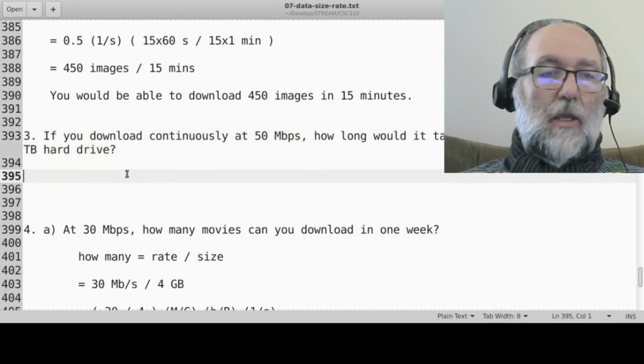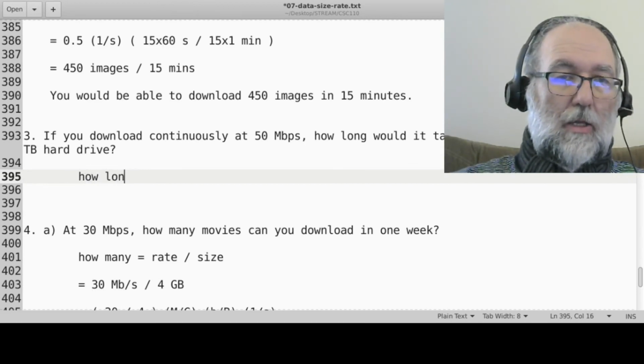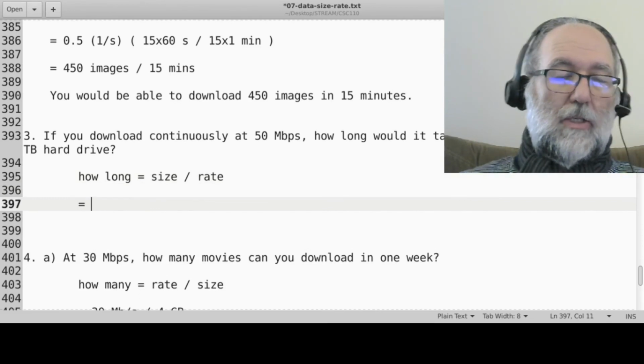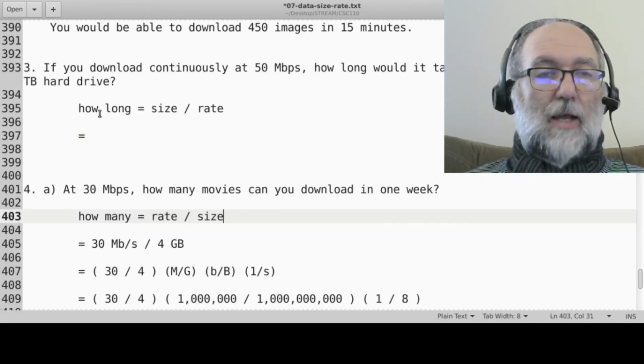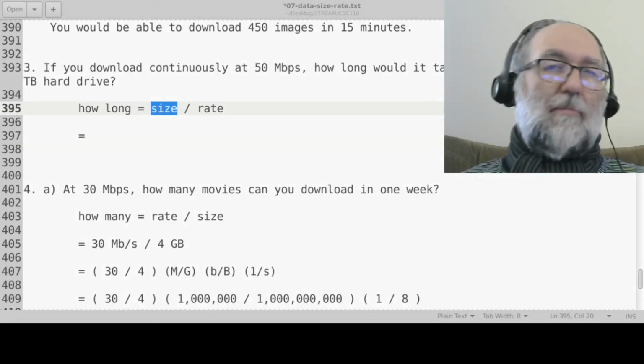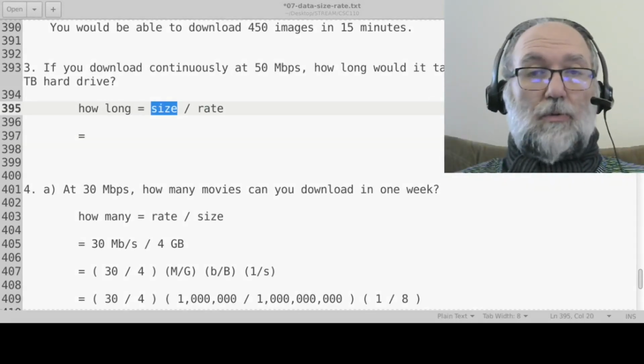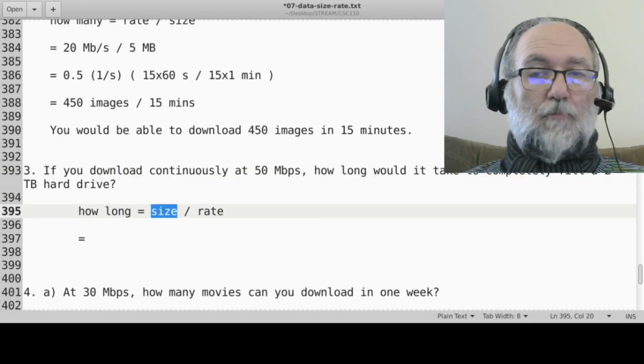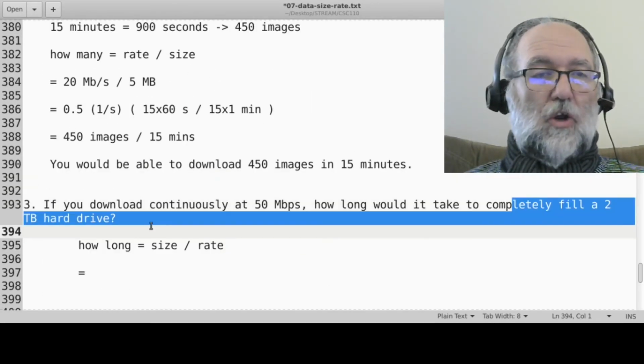And for how long, you want to do, so how long, it's the size divided by the rate. Okay, so how many is rate divided by size? How long is size divided by the rate? Well, the size doesn't necessarily mean the size of a file. It might be just how much data you want to download. Okay, well, the question was, you want to completely fill 2 terabytes.